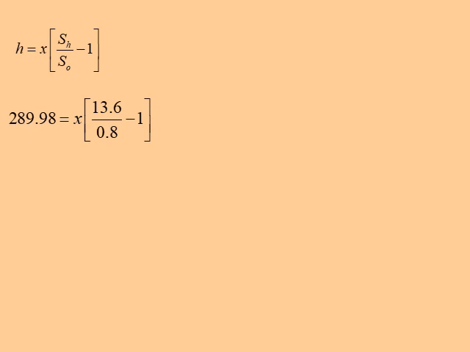H value is known. S of H is mercury. The specific gravity of mercury is 13.6. Specific gravity of the oil is given as 0.8. So now X is equal to 18.12 centimeter. So this is the solution for this numerical to find out the difference of mercury level in the U-tube manometer.